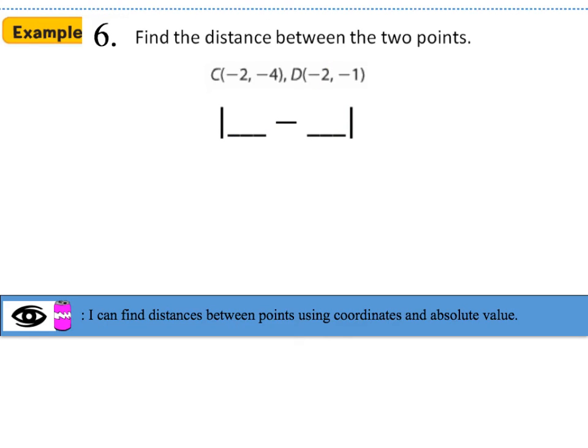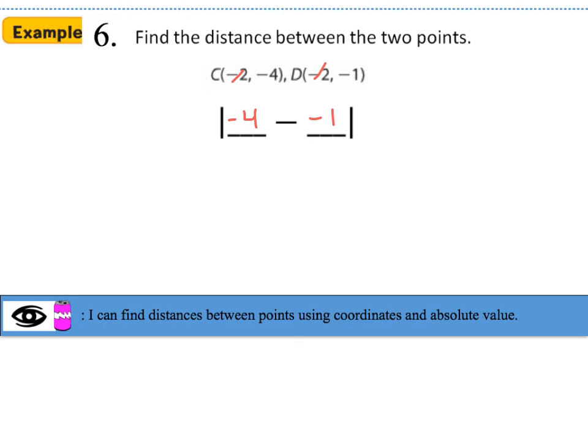For example 6, it says find the distance between the 2 points. We've got point C and point D. Let's take a look at the coordinates that are the same. Right now we've got the x coordinates that are the same because we've got negative 2 here and negative 2 here. So I'm going to go ahead and place the coordinates for the y-axis inside of the absolute value formula. So I'm going to place negative 4 here, and I'm going to subtract it from negative 1.